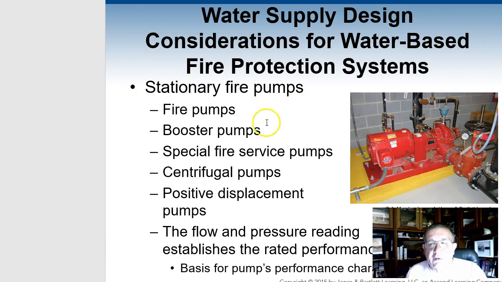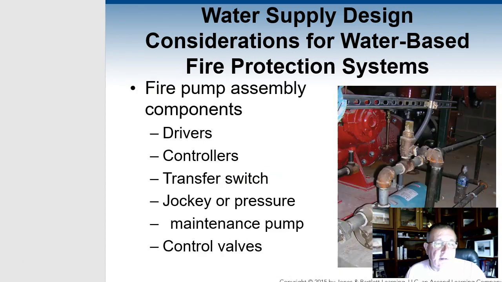You'll see this in high-rise buildings. You'll see this in basically any large structure that doesn't have enough water pressure to feed their sprinkler system. Of course, these systems are complicated. They have fire pump components. They've got drivers, controllers, a transfer switch, a jockey pump to keep pressure up so that the pump itself doesn't activate every 5 minutes. So that keeps pressure on the system. And there's control valves as well.